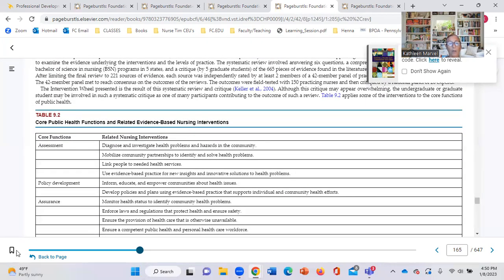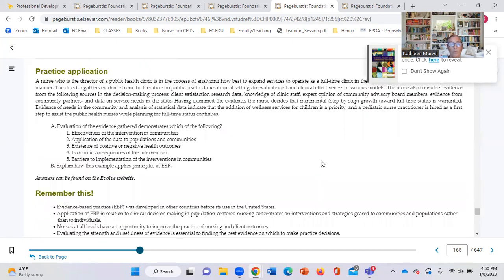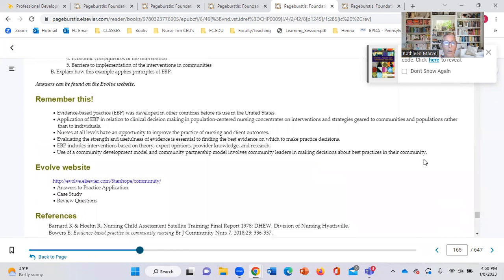Remember, here's another reminder of core public health functions, which are your 3 core public health functions: assessment, policy development, and assurance. We did that in chapter 1. And here are some examples of how evidence-based practice is integrated into these 3 core functions.